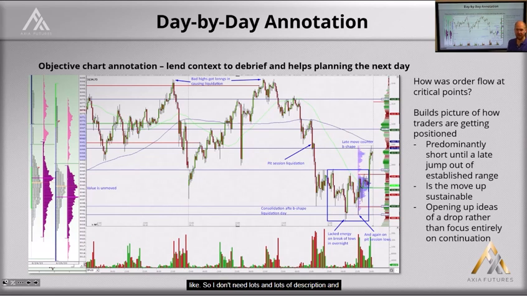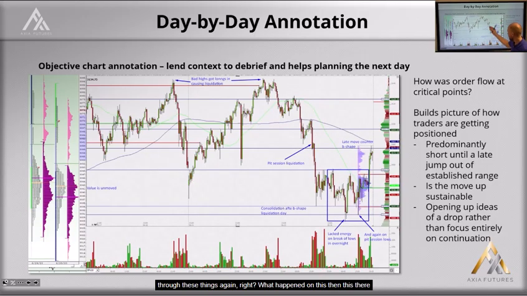I know what this should look like, so I don't need lots and lots of description and information. But at the start, you do. You need to get more and more of that information down. So then you get a consolidation after this liquidation day. There's your B-shaped liquidation, consolidation day. This would be something that you're expecting.